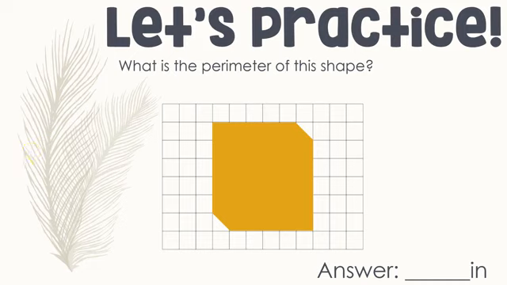All right, I'm going to use my tick marks to help me figure this one out. 1, 2, 3, 4, 5, 6, 7, 8, 9, 10, 11, 12, 13, 14, 15, 16, 17, 18, 19, 20, 21, and 22. This shape is going to be 22 inches.